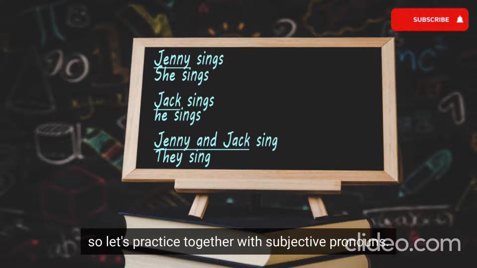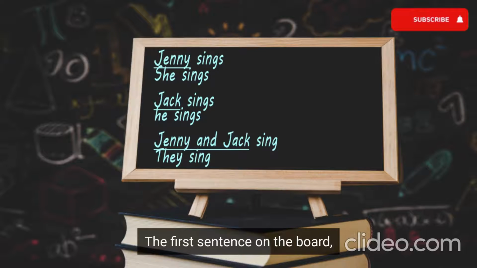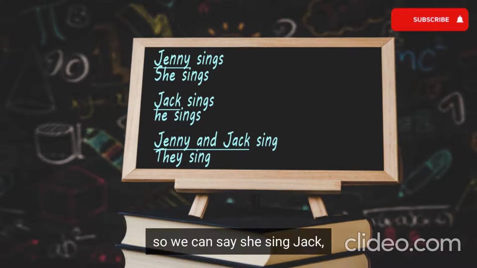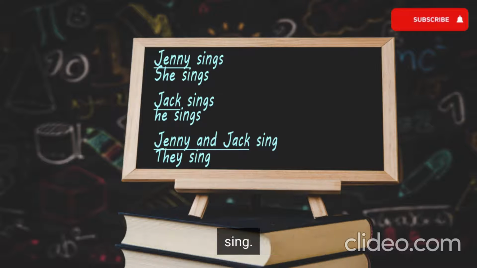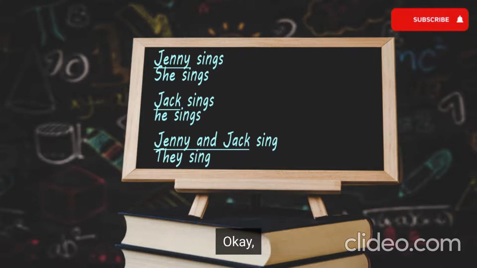Okay, so let's practice together with subjective pronouns. The first sentence on the board says, Jenny sings. Now, Jenny is one girl, so we can say she sings. Jack sings. Jack is one boy, so we have to say he sings. The last sentence says, Jenny and Jack sing. Now, Jenny and Jack are two people, so we have to say they sing. Okay, let's move on to the next part.